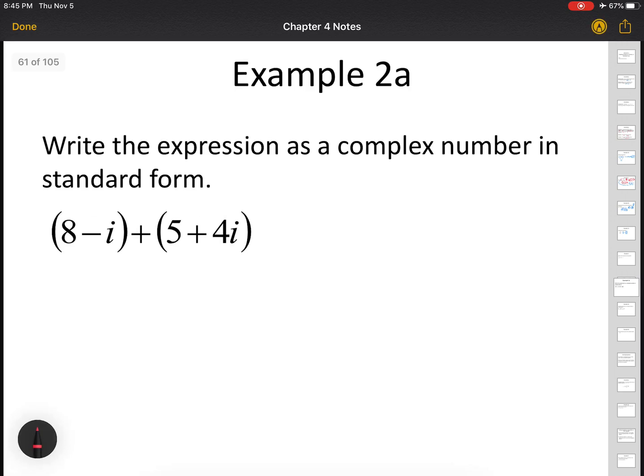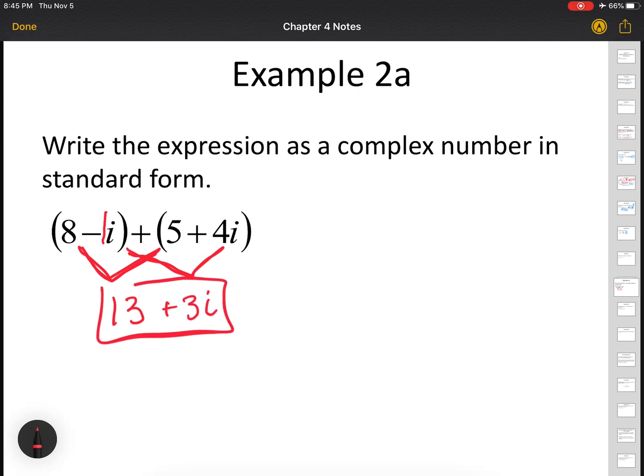If I want to add these two complex numbers, again, we're just going to add the real numbers together. So 8 and 5 do make 13. And then if I add the imaginary parts together, there's really a negative 1 right here. So negative 1 plus 4 is 3i. And that's it. That's my new complex number. And I always write it to where my real part goes first and my imaginary part is the second part.